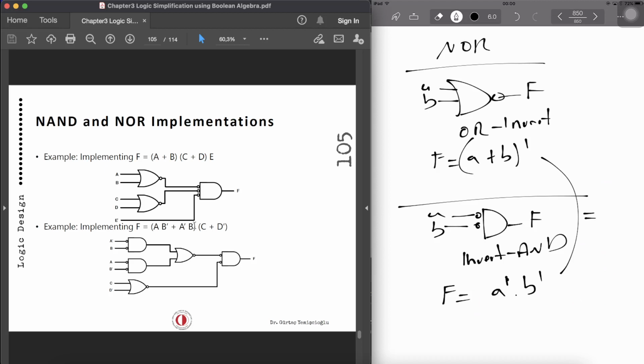Okay, so if you have any questions or if you need to understand how these are working, please just revise and you can ask me. As I said, it is more compact to use NAND than NOR implementations. So in the exam or in the homework, I might ask you to implement this using only NAND gates or using only NOR gates.